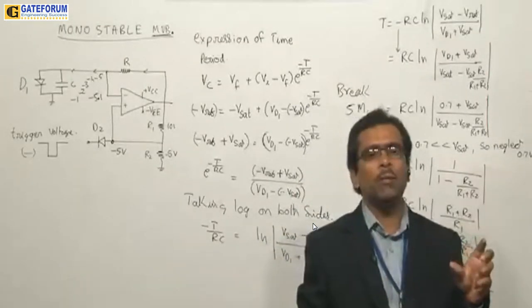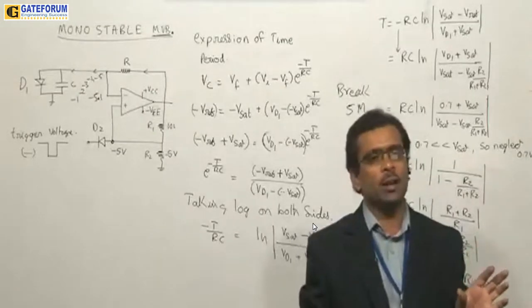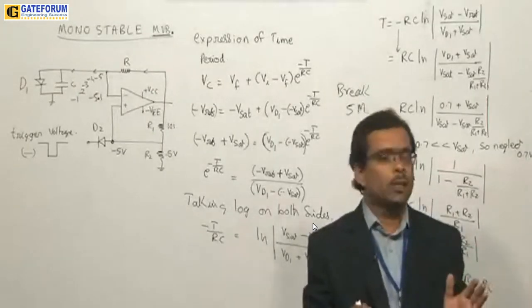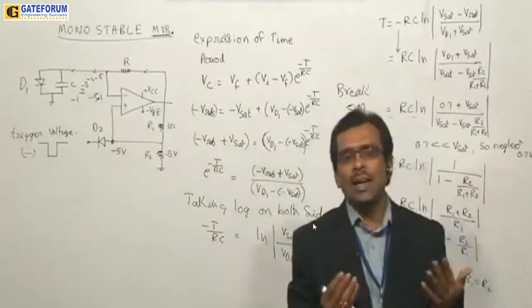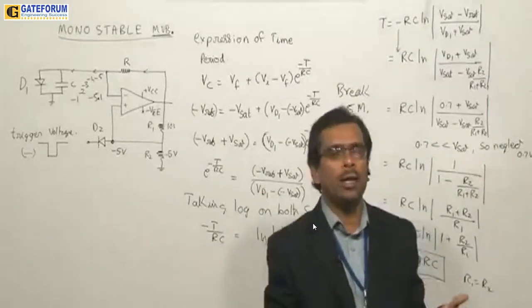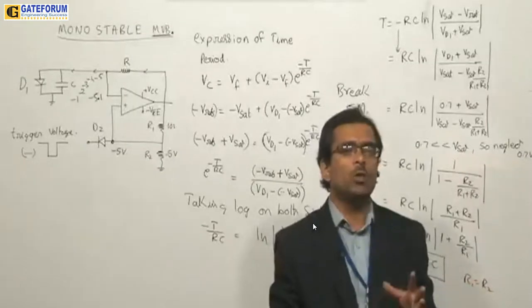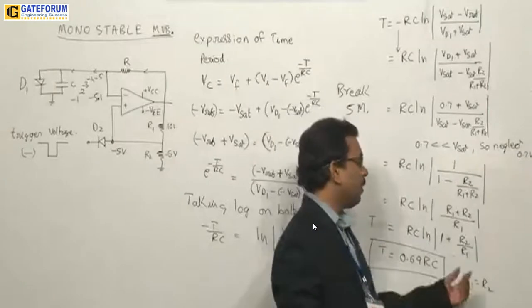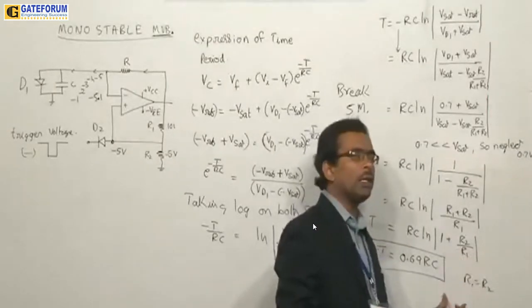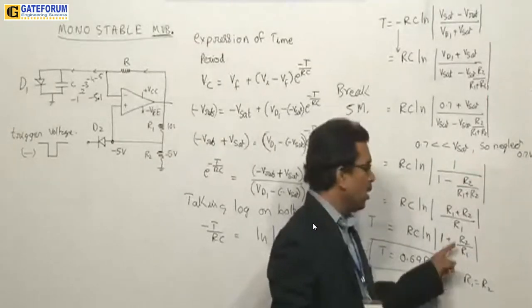But that was only the charging period where we got 0.69. When you consider the total cycle in an astable multivibrator, you have to take charging plus discharging. Then I get T equal to 1.1 RC, that is 2 into 0.69. So it is not a constant there. Do not misunderstand that part. Only when I equate this do I get this. Otherwise, I am not going to get it.